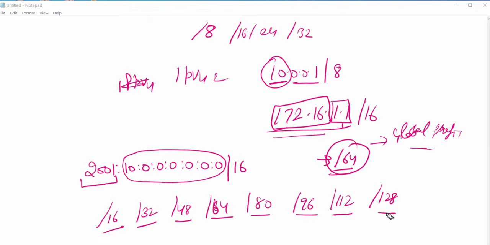So this is the basic description. When you work on practical examples, you will easily understand. For example, instead of 16, I am using 96 here, which means 16, 32, 48, 64, 80, 96. So this part is your network part and this part will be your host part. When you configure this IPv6 address, you will easily understand the concept of IPv6. Thank you so much.